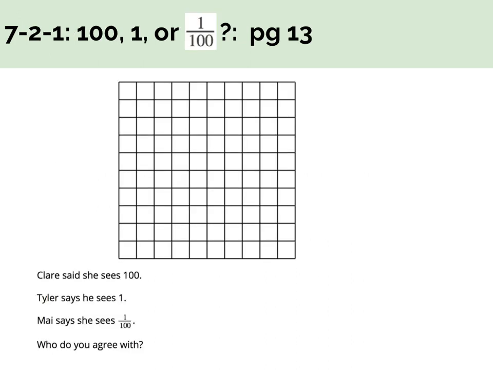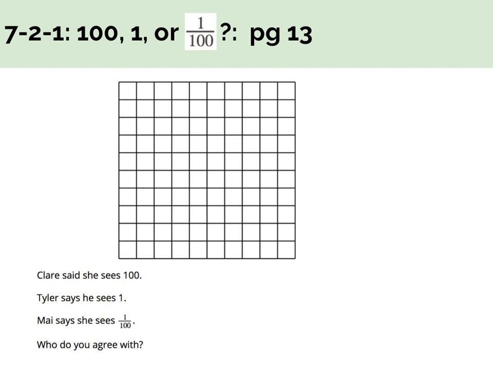All right, let's go ahead and turn to page 13, and let's look at this box that we have. Claire says she sees 100. Tyler says he sees 1. Maya says she sees 1 over 100. Who do you agree with? Go ahead and write that down on this page and then come back to me.